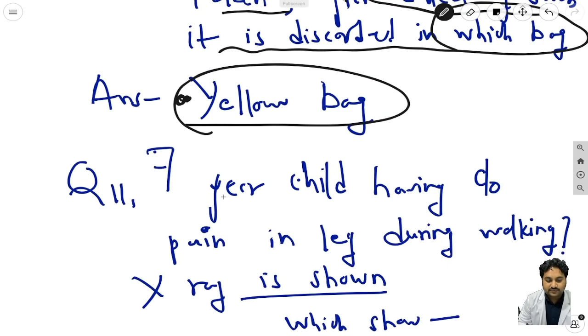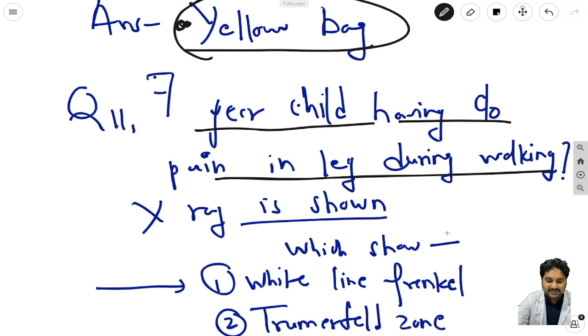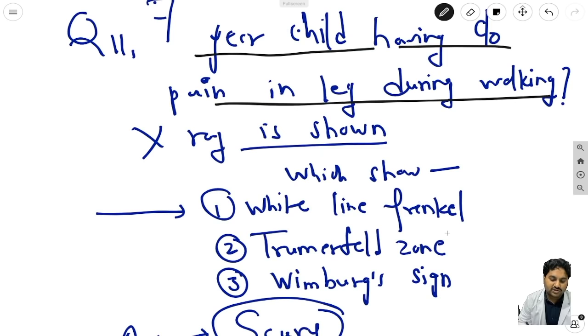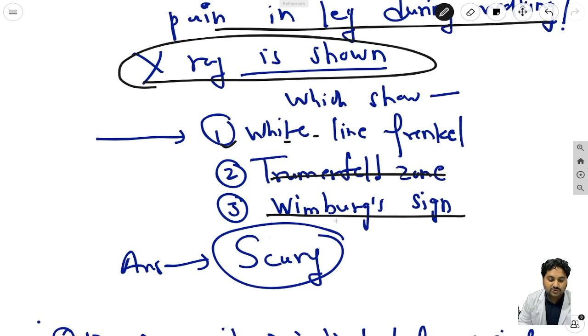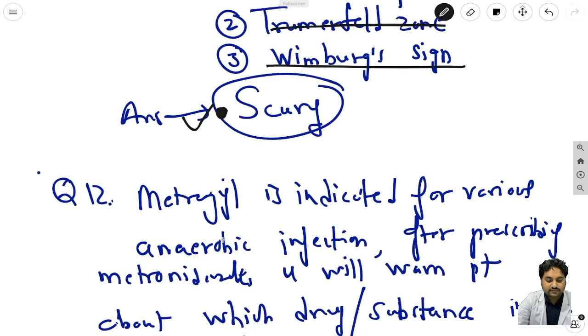Next question, 7-year-old child having complaint in leg during walking, an x-ray is shown. If you remember that x-ray, it clearly shows the white line of Frankel, Trummerfeld zone, Wimberger sign, which clearly shows a case of scurvy. So the answer is scurvy.